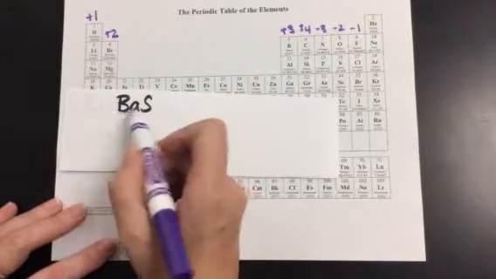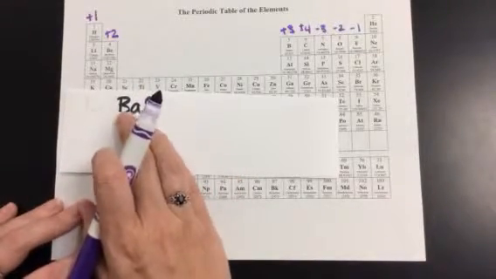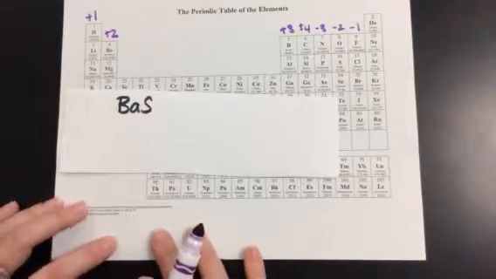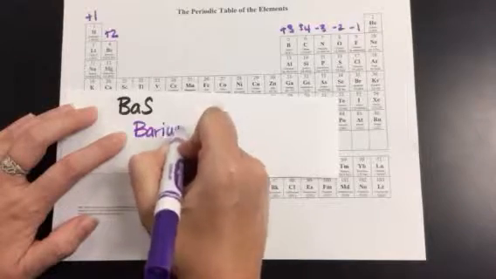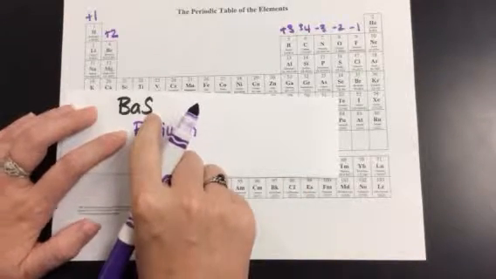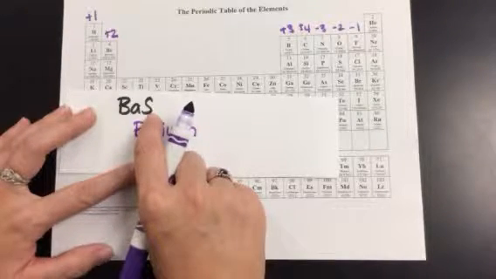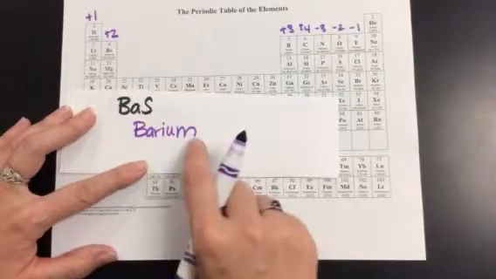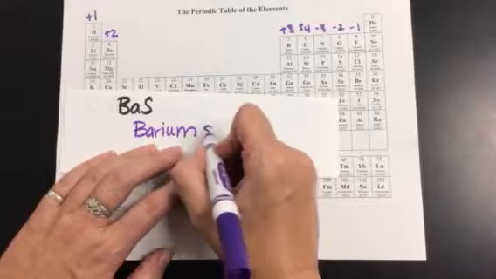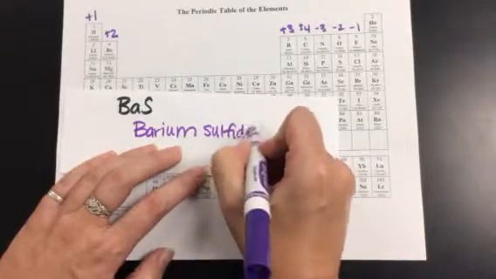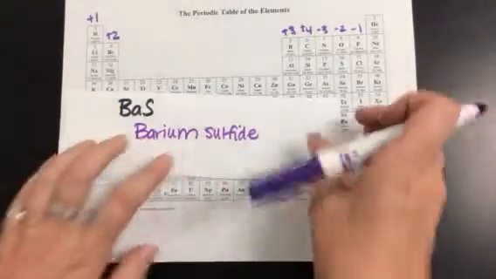So if we start with something simple like BaS, we have Ba, which is barium, and S, which is sulfur. When we write the name of this compound, your cation name always stays the same no matter what. So Ba is barium, so we're just going to write down barium. And then S is an anion. For your anion, we're going to change the last part of that name to end with IDE to show that it's paired up with barium. So sulfur is going to become sulfide. So the name of BaS is barium sulfide.